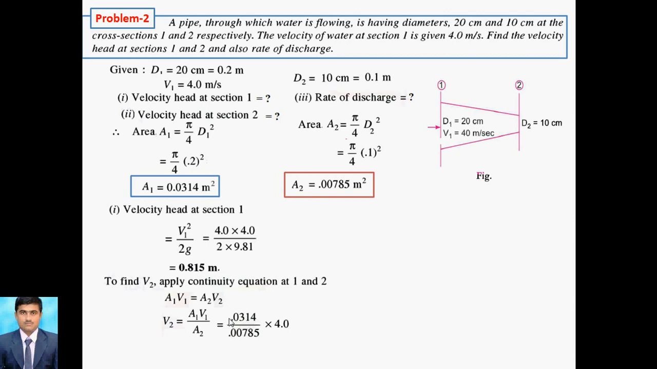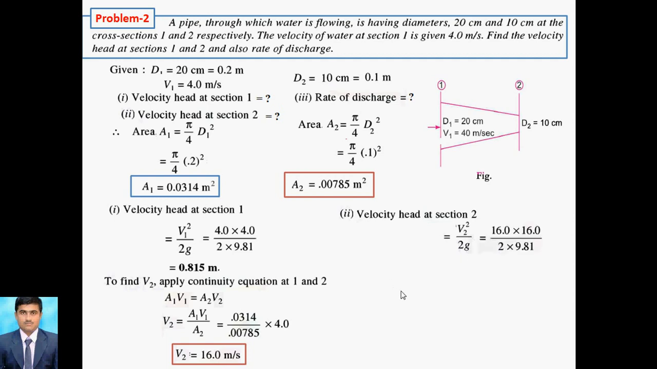After putting the values of A1, A2 and v1, where v1 is already given as 4 meter per second, we get v2 as 16 meter per second. We have already calculated the velocity head at section 1. Now we go for the velocity head at section 2, because v2 is known to you. So we find v2 square by 2g, that is 16 square divided by 2 into 9.81. Calculating this, we get 13.05 meter, that is the velocity head at section 2.